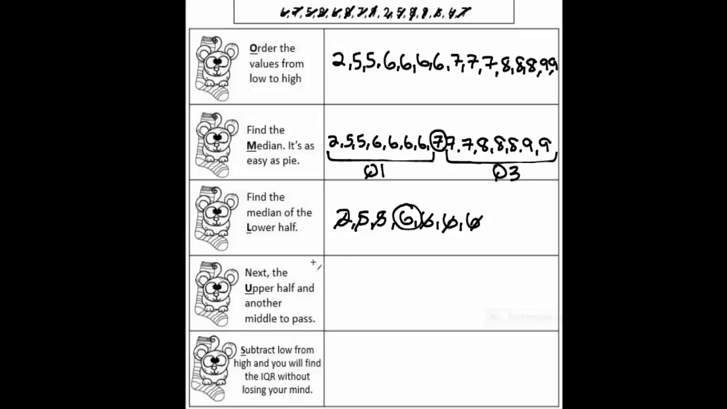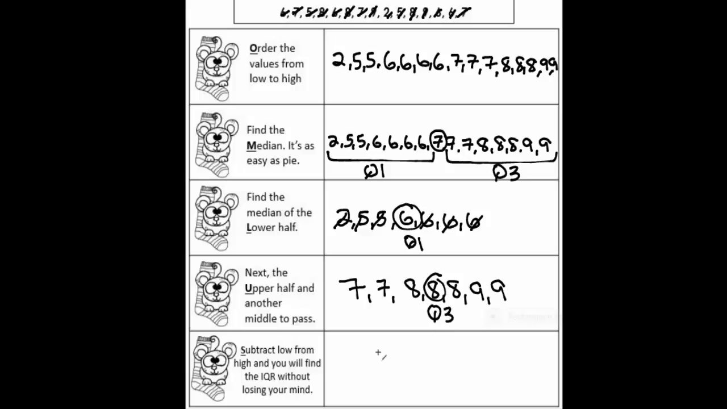And what that means is that we're going to find Q3. Okay, so just like before, we're going to rewrite the numbers from the upper half of the set of data, and we're going to find the median. So there are 7 numbers here. So the 4th number, we count them, and the 4th number is 8. So our Q3, our upper quartile, is 8.